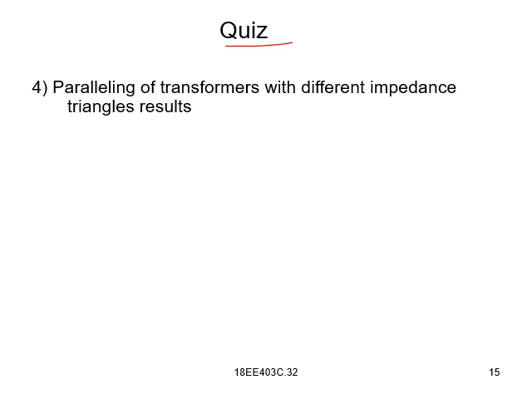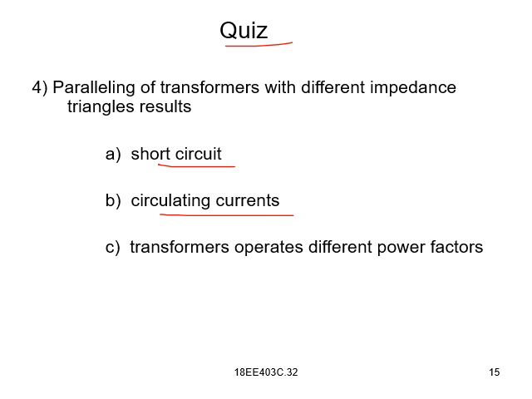Moving on to the next question. Paralleling of transformers with different impedance triangles results: A, short circuit; B, circulating currents; C, transformers operate with different power factors; D, none of the above. Just take a minute, think for a while, and guess the answer.